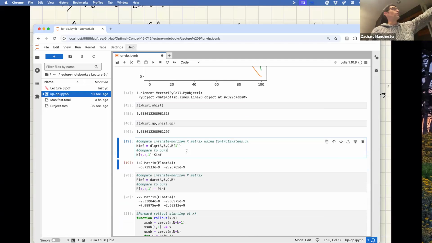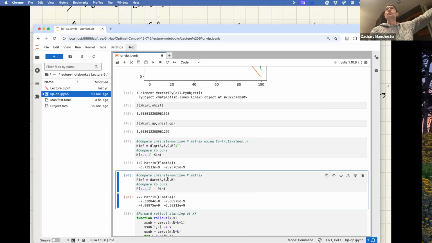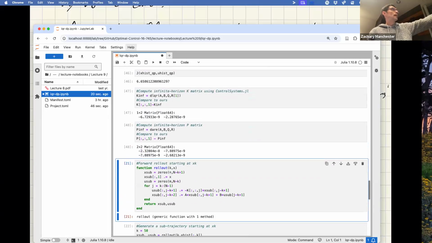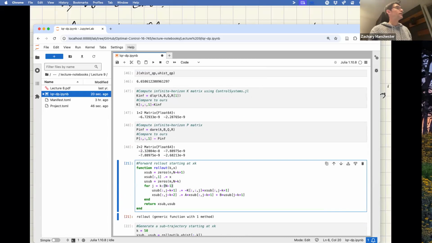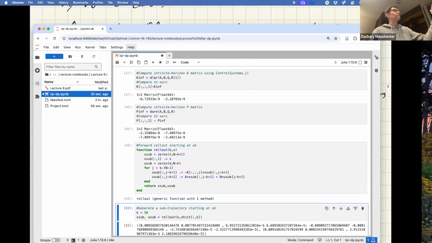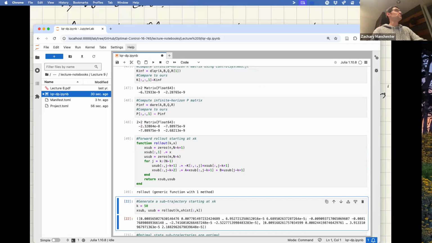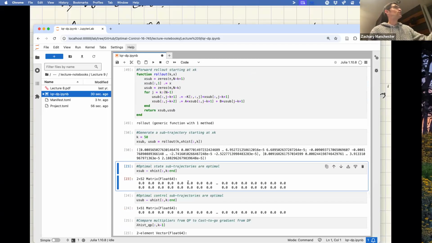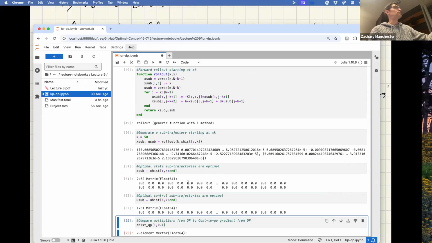Comparing, this is DLQR, which computes the infinite horizon K, showing it matches. This is DARE, which you saw last time, which computes the infinite horizon cost-to-go, and shows those match. And then I'm just messing around a little bit, showing you this sub-trajectory idea. I start in the middle somewhere and show you that the optimal sub-trajectories match.